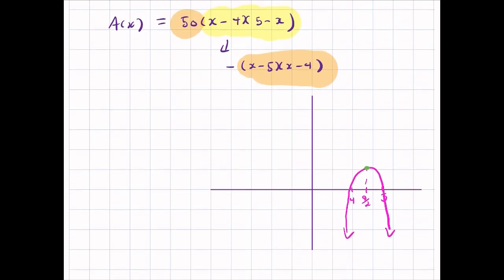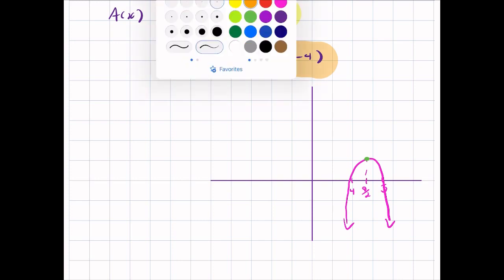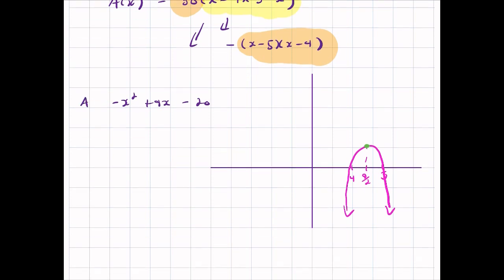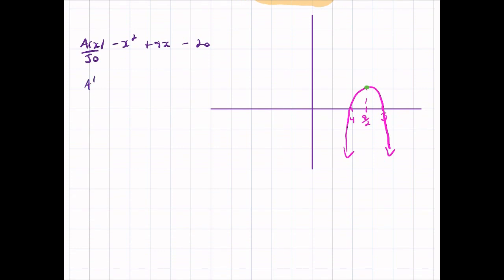So yeah, just in case you absolutely have to see it done with calculus, we can take the derivative of this quadratic, forgetting about the 50. This is negative x squared plus 9x minus 20. This is the area of x over 50. So the derivative is going to be negative 2x plus 9, which of course has one zero, which is at 9 over 2, if and only if x is 9 over 2.